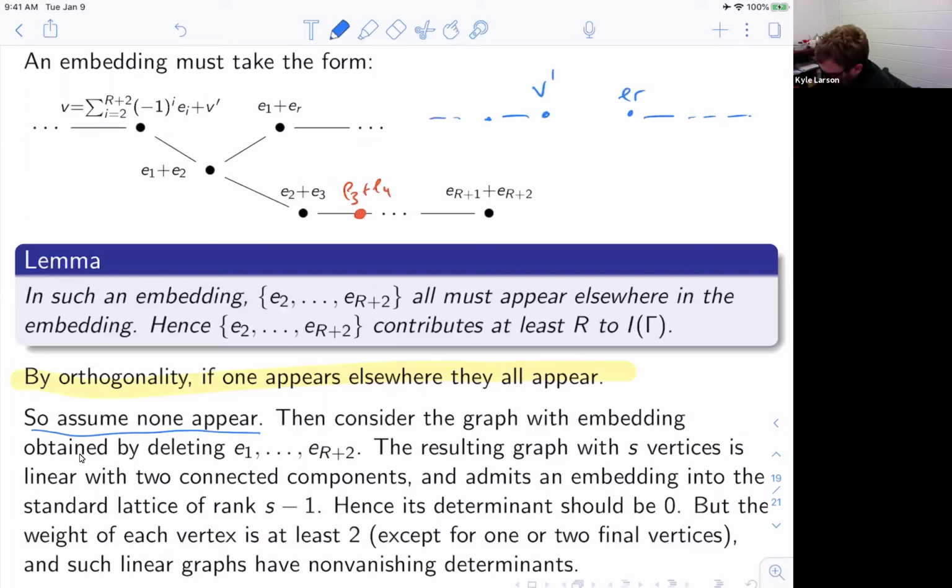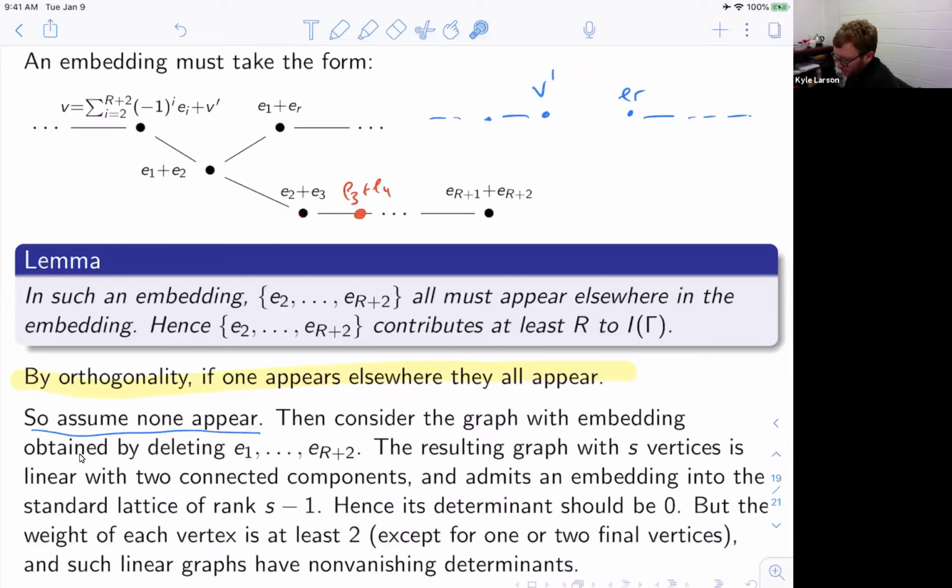So we have these two linear components. And importantly, we have one more vertex than standard basis vector, right? So we have a graph with S vertices, but it now embeds into the standard lattice of rank S minus 1. And that's because we've deleted one more basis vector than vertex, right? So we've deleted R plus 2 basis vectors, but we've only lost R plus 1 vertices. So we have this lattice here, and it embeds in the standard lattice of rank 1 less than itself.